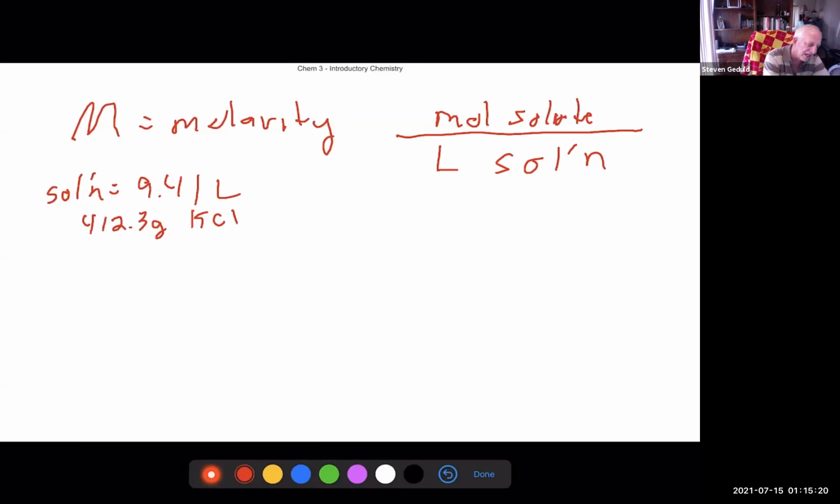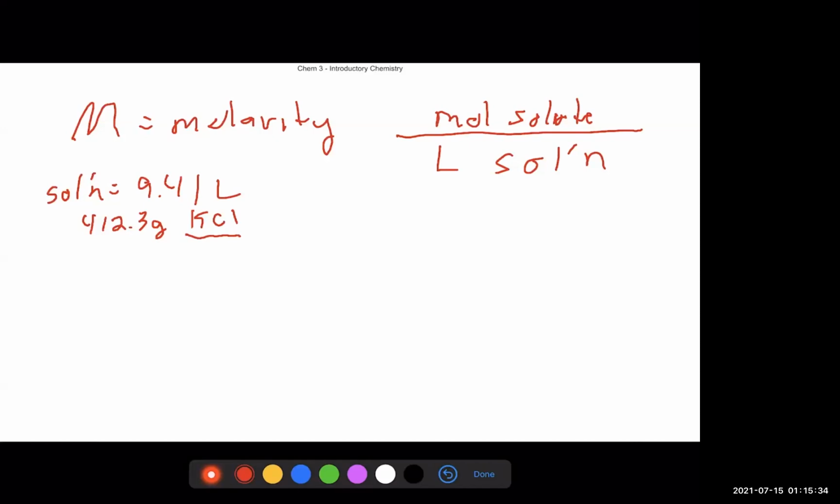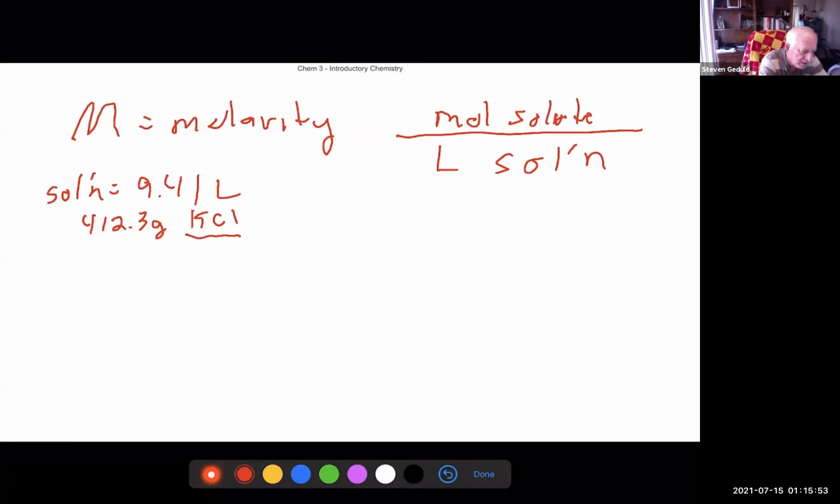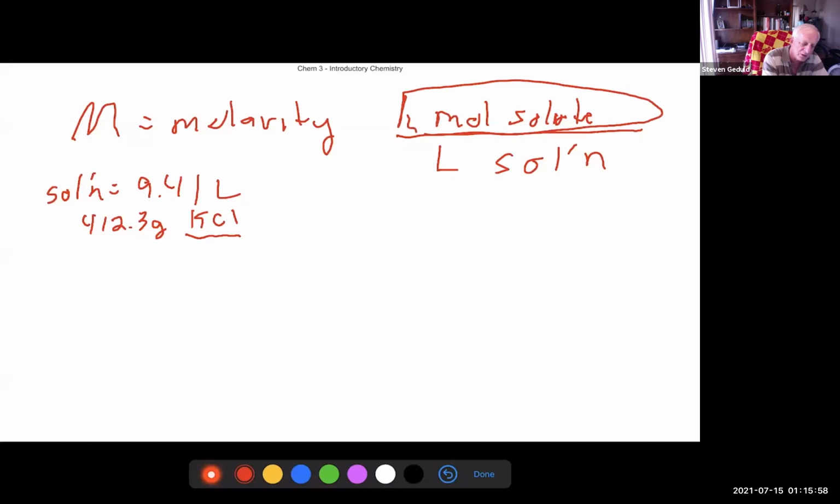So potassium chloride is our solute. Why is it the solute? Because it's diluted into the solution. It's the smaller amount going into the larger amount. That's the amount of salt going into this big 9.41 liters of solution, right? So we have to convert that into moles, because the top part of molarity is moles of solute.